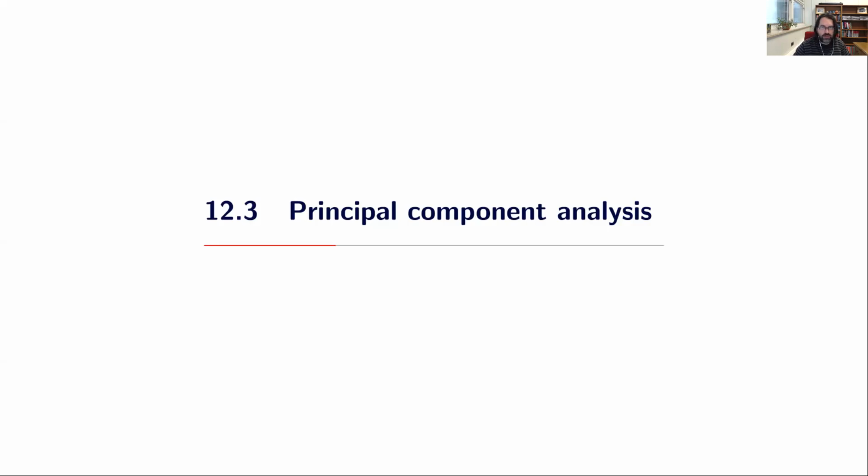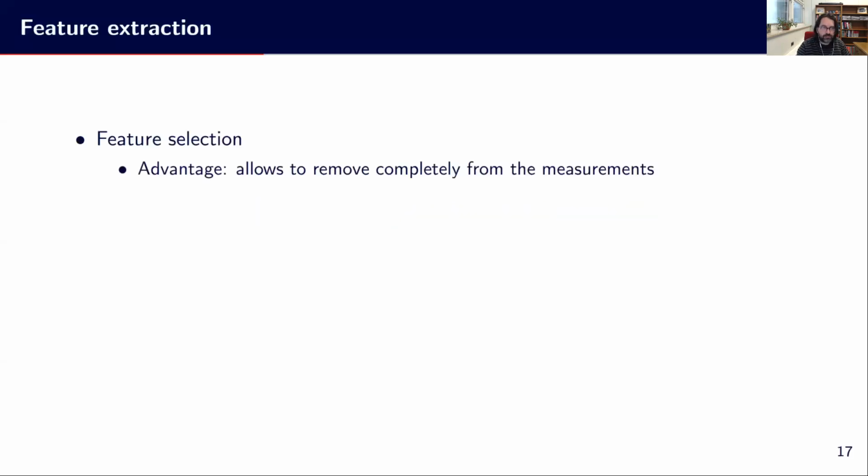Let's now look at principal component analysis. So with feature selection, the advantage was that we were able to remove some features completely from the measurements. We just don't use them anymore, so we don't even have to collect them anymore if we decide that some of the measurements, some of the features, were not useful.